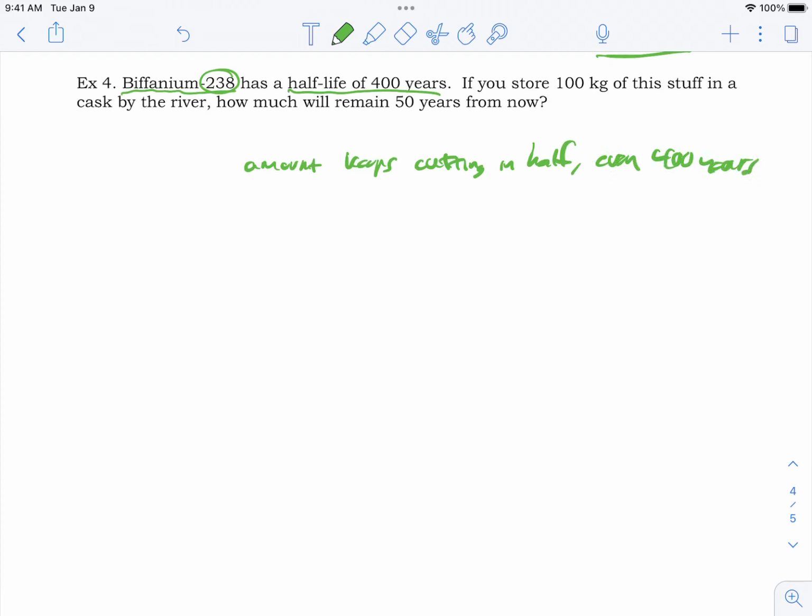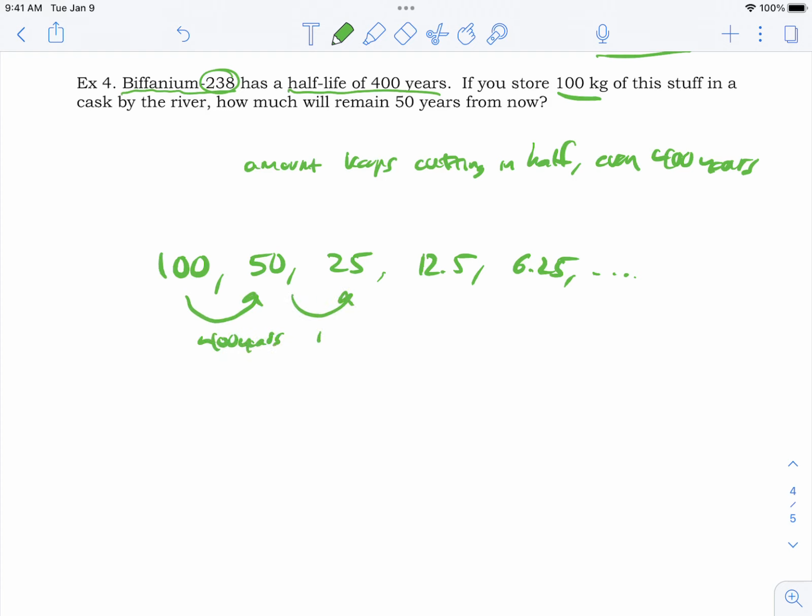So if you store 100 kilograms of this stuff, okay. So you're going to keep cutting it in half, right? Keep cutting it in half, keep cutting it in half, keep cutting it in half. This is what the sequence is. And it's, what does it say, every 400 years? So it takes 400 years to go from 100 to 50. It would take 400 years to go from 50 to 25 and so on. Now we only want to go 50 years. Oh, so we're barely going anywhere here.